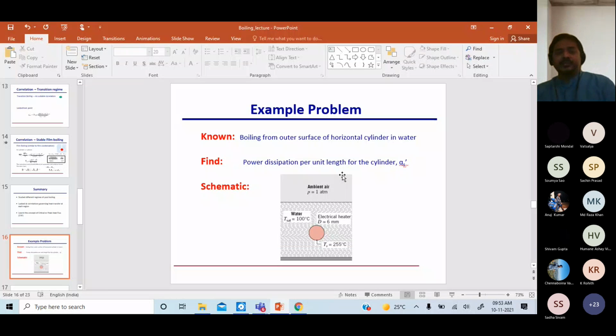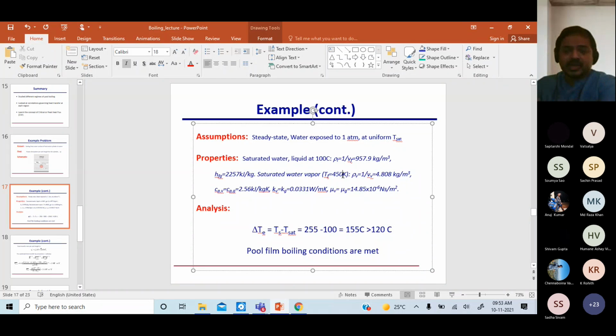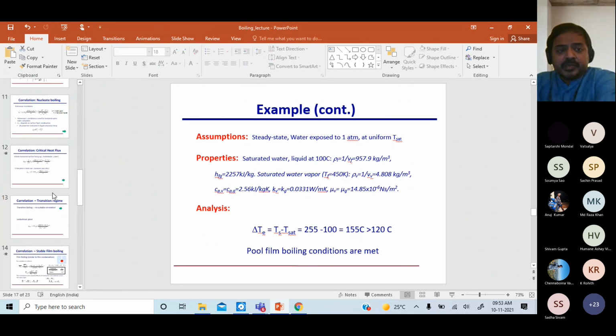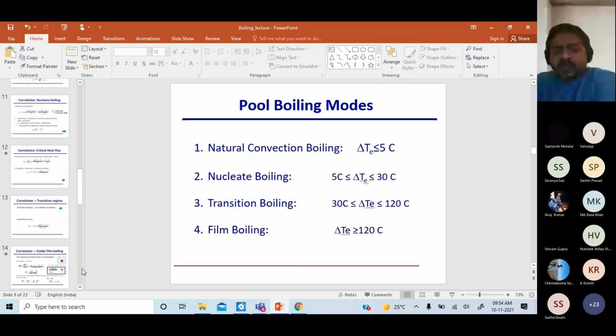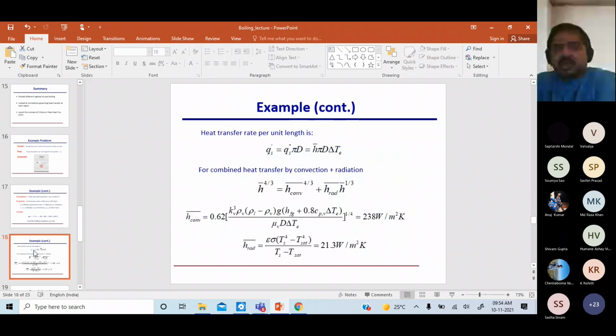So how would we do it? Assumptions: steady state, saturated water. These are the properties. The first thing, find out the delta T, the surface superheat. It is 155 degrees C, which is therefore in the film boiling regime. Remember this table? Greater than 120 degrees is film boiling. We are at 155, so we are going to assume pool film boiling. If that is the case, the heat transfer per unit length will be H bar pi d times the surface superheat.